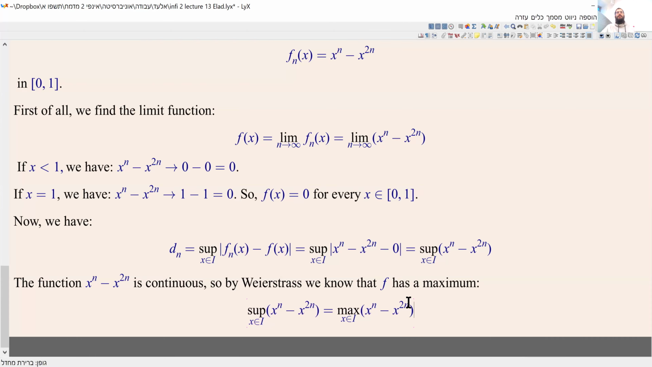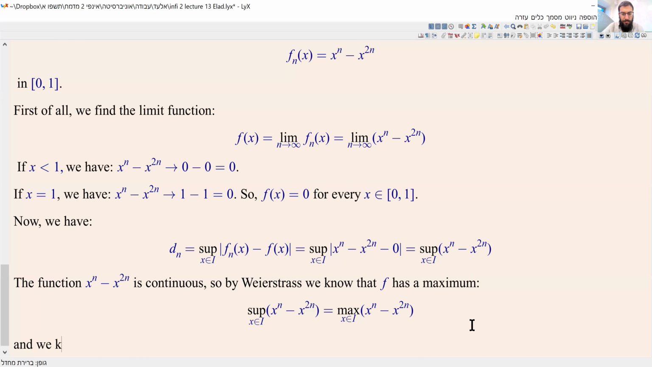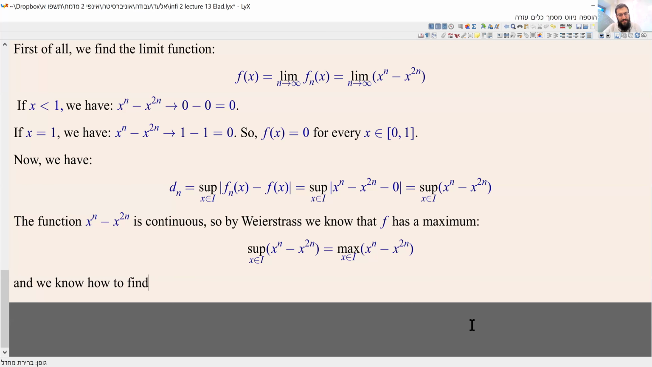So what? It's an important difference. When it comes to maximum, we know basically from high school, but I'll remind it here right now, how to find it. How do we find it? We know how to find, or at least how to look for, extrema, not just maximum, extrema of such functions. How do we do it?